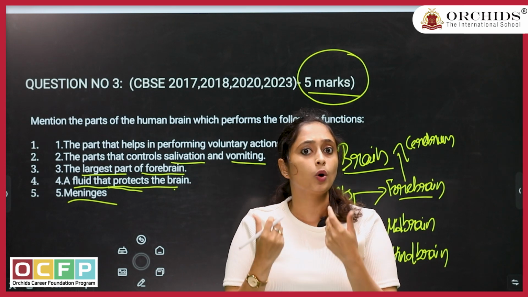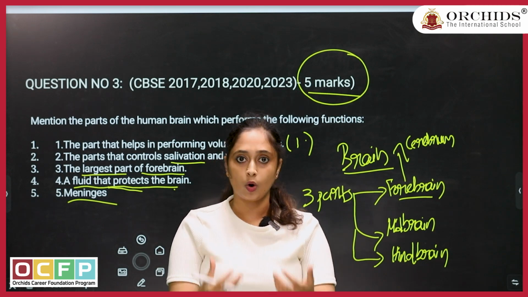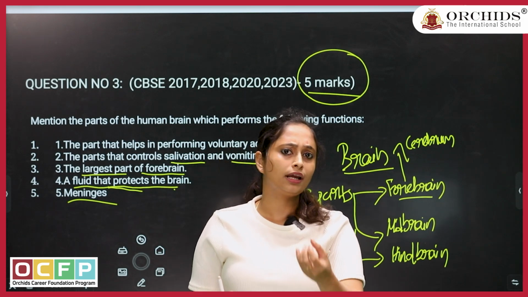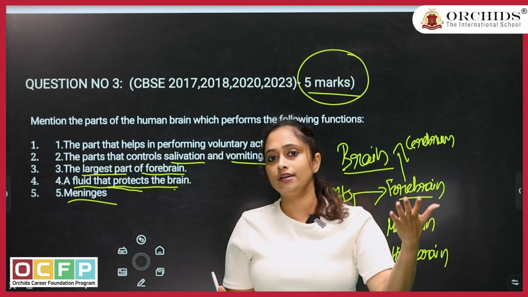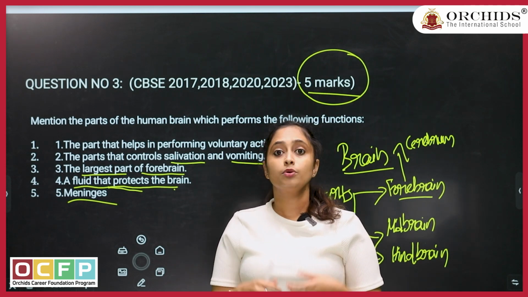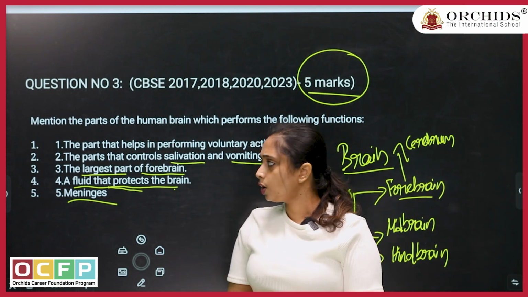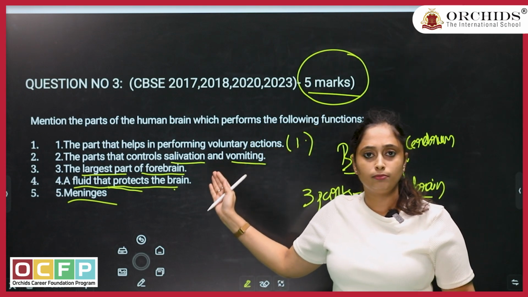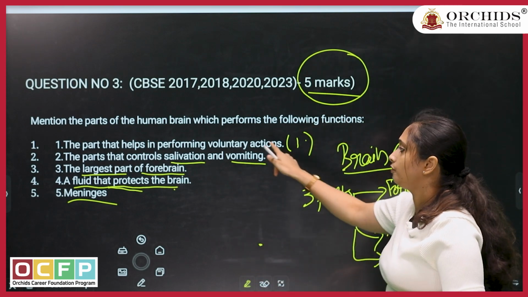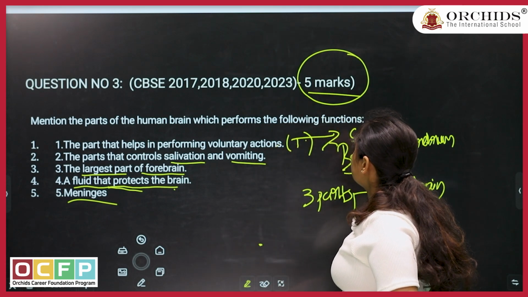I think you got what voluntary action is: any action which you are able to control. That means when you are walking, talking, running, etc., whenever you want to stop that activity, you are able to do it. Such action we call voluntary action. Involuntary means you are not able to control it, for example heartbeat, respiration, digestion. Which part is controlling voluntary action? The cerebrum present in the forebrain area. So the answer of the first question is cerebrum.